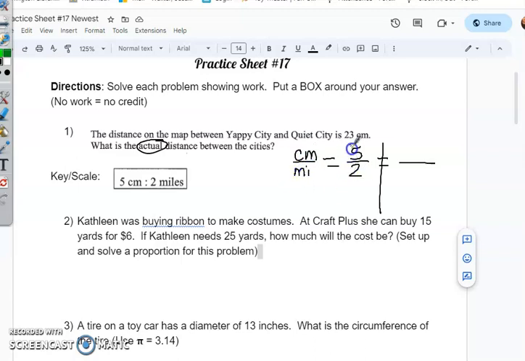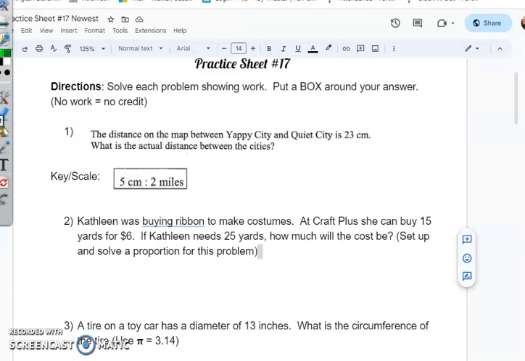I can flip-flop this, it doesn't matter, but 5 centimeters is 2 miles. And since this is a proportion, we're going to match the unit. So the other thing I see is 23. I see centimeters here, so 23 goes here, and that will tell us how many miles it is. So it's quick and easy, guys. Scale is pretty easy, just a proportion.